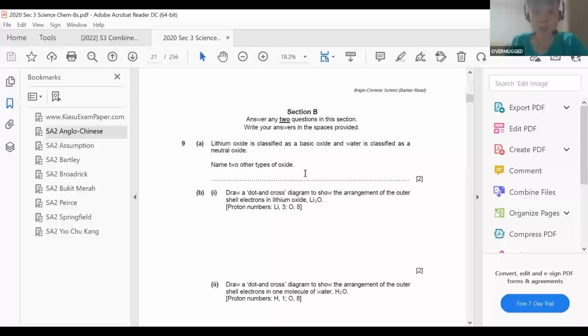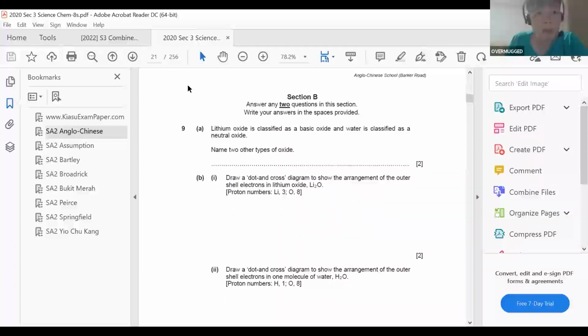Okay, so I will just show you. Let me see. Yep, so in this question, show outer electrons only. Let me see if I can find one that does not show.